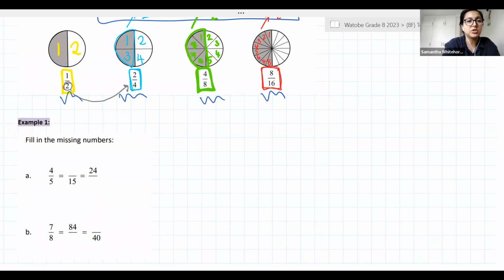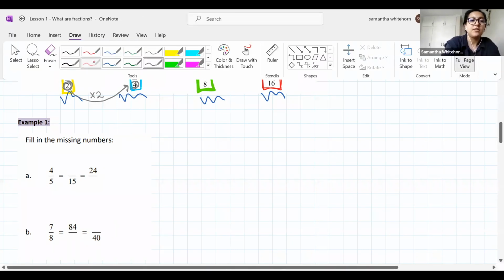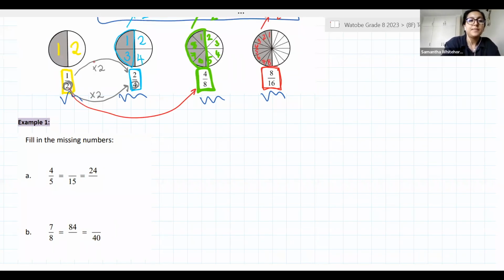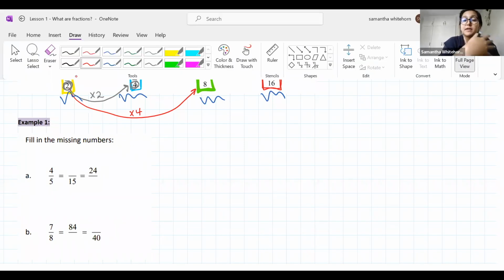So if I consider the 2 denominators of 2 and 4, if I multiply the 2 by 2, I get 4, but then I need to do the same thing to my numerator. And if I times 1 by 2, I get 2. The same thing can be said for any of our other fractions. Let's say 2 to 8. I would times 2 by 4, and I would get 8. If I times 1 by 4, I get 4. So we need to be doing the same operation to both the top and the bottom in order to keep that fraction representing the same amount.